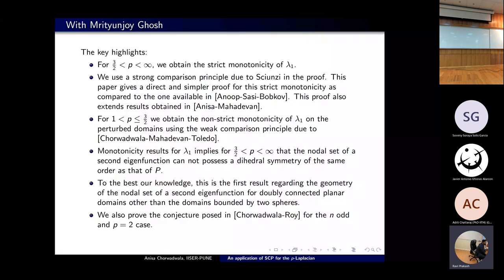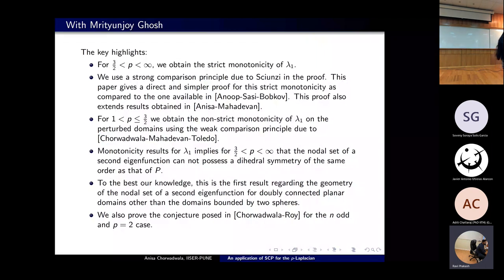And for p between 1 and 3/2, we obtained the non-strict monotonicity, that is the when part, using the same weak comparison principle, which is available in our joint work with Rajesh and his former student, Francisco Toledo. Then the monotonicity result for lambda 1 implies that, for this range, the nodal set for the second eigenfunction cannot have a certain property. And to the best of our knowledge, what is the nodal set?